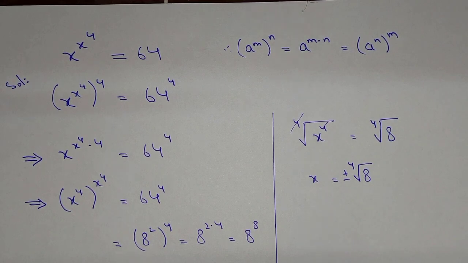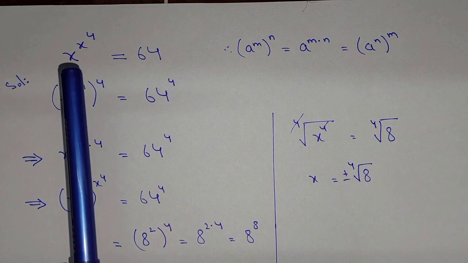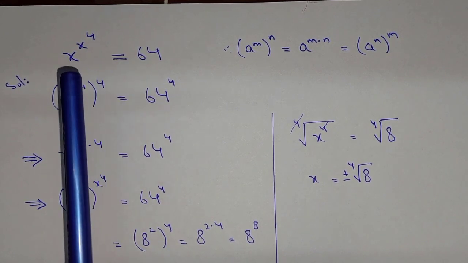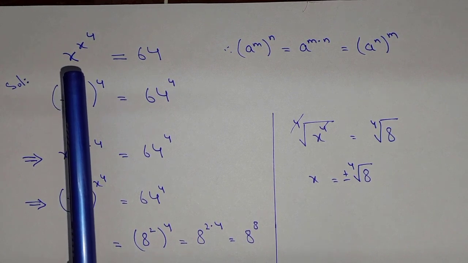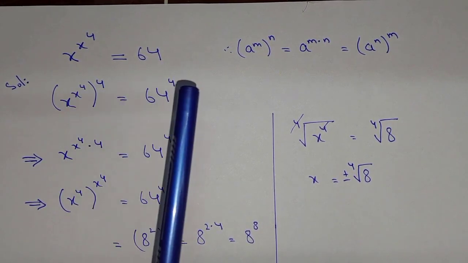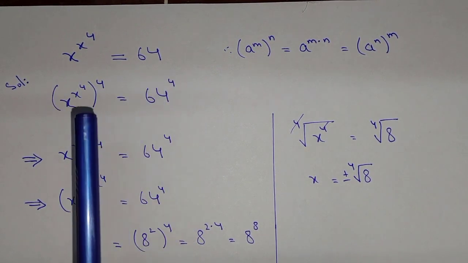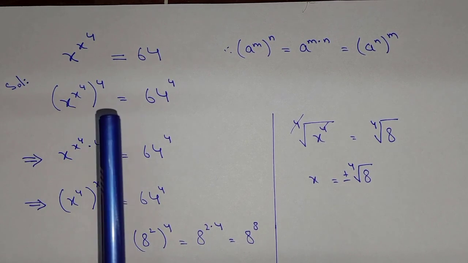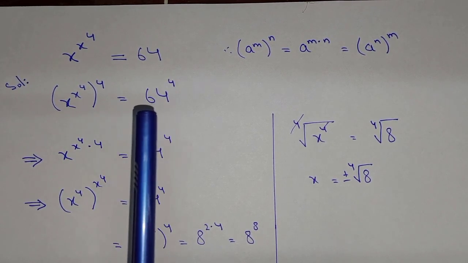In this video, here we have the question x power 4 equal to 64, and we have to find the value of x. So in the first step, raising power 4 on both the sides, we will have (x power 4) whole power 4 equal to 64 power 4.